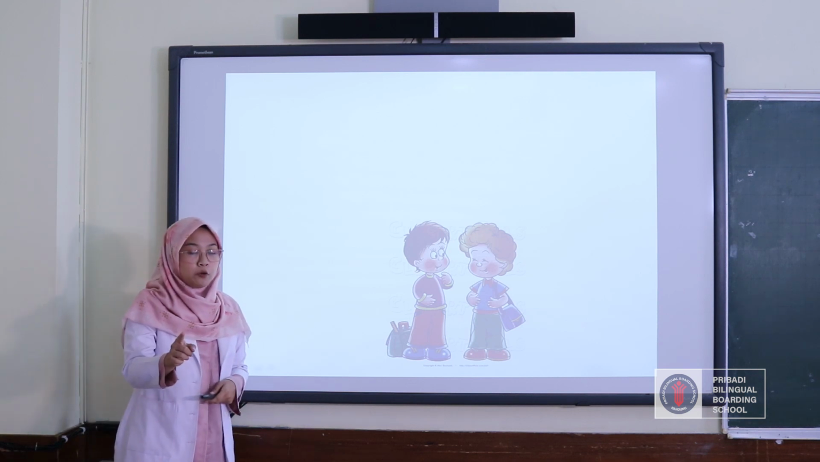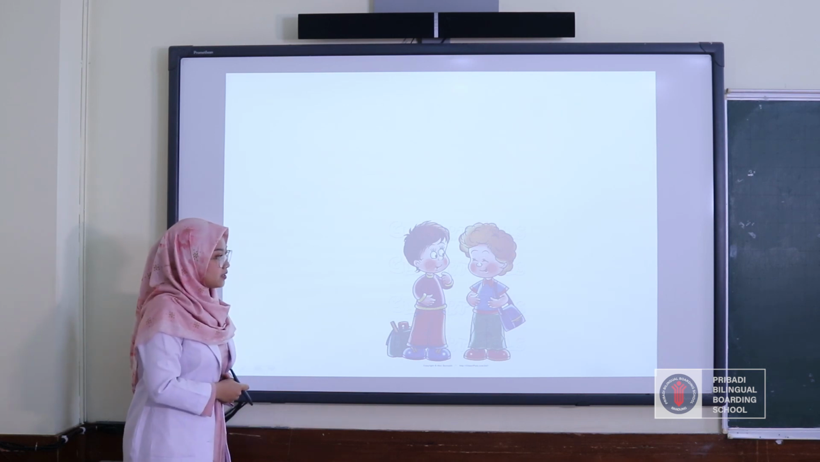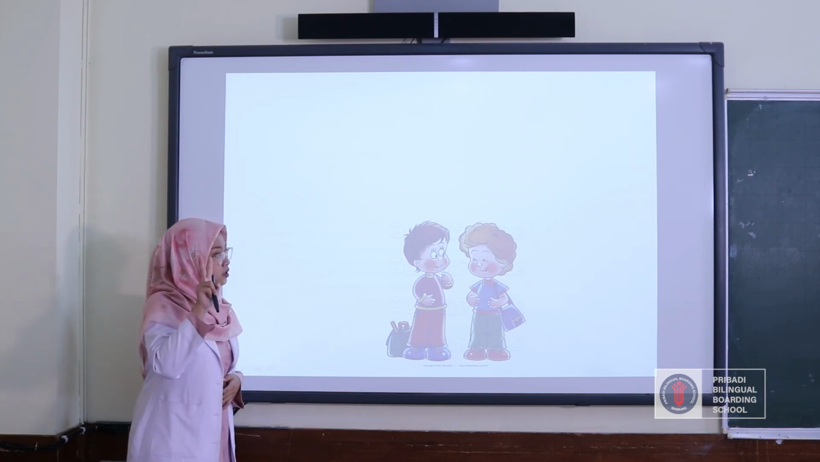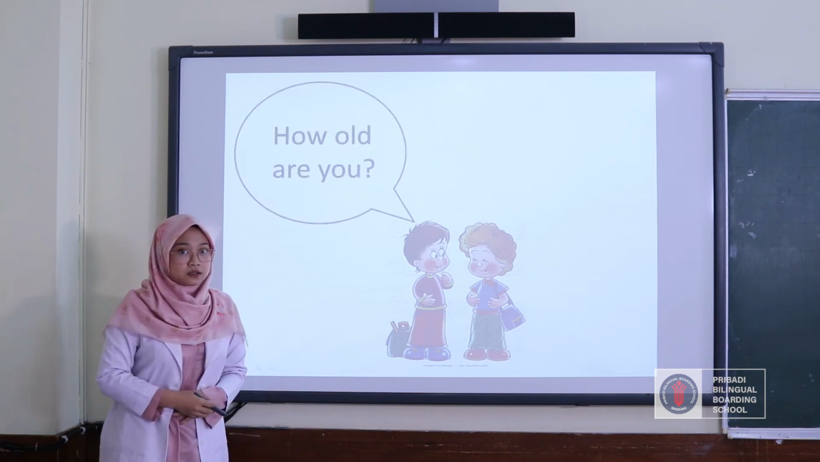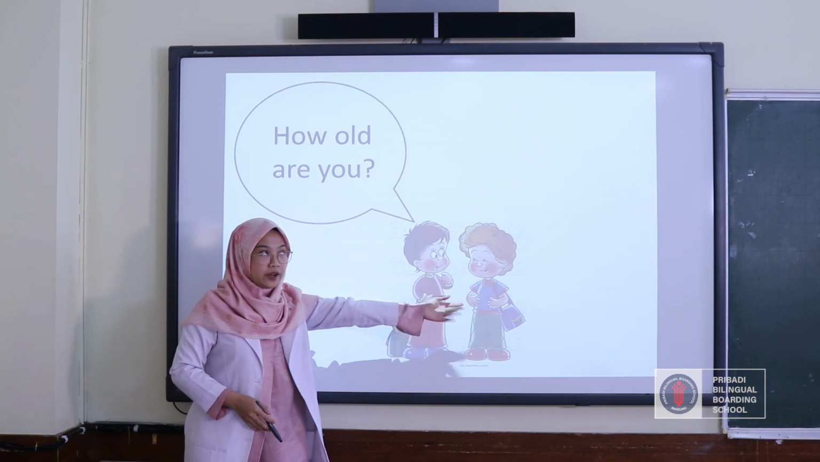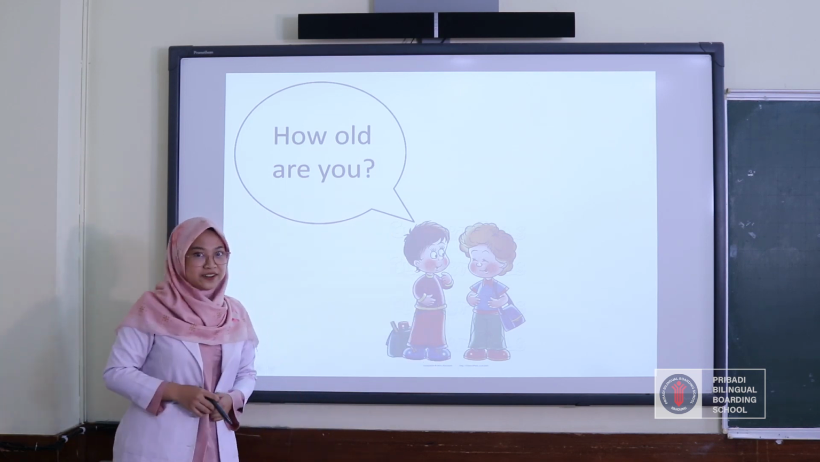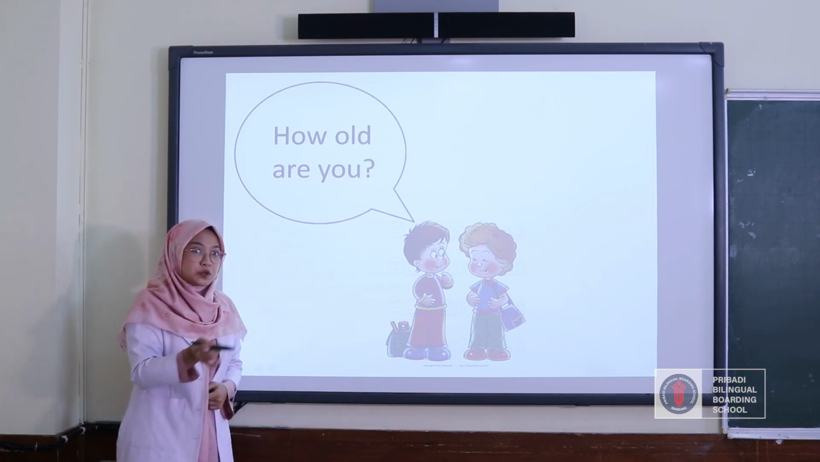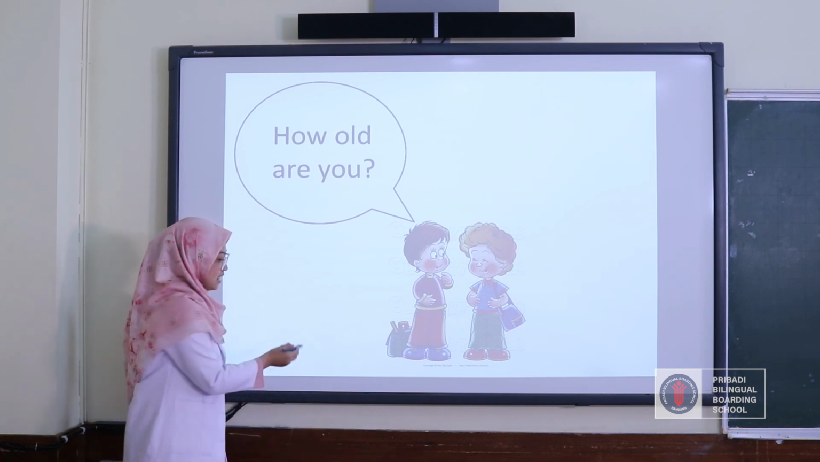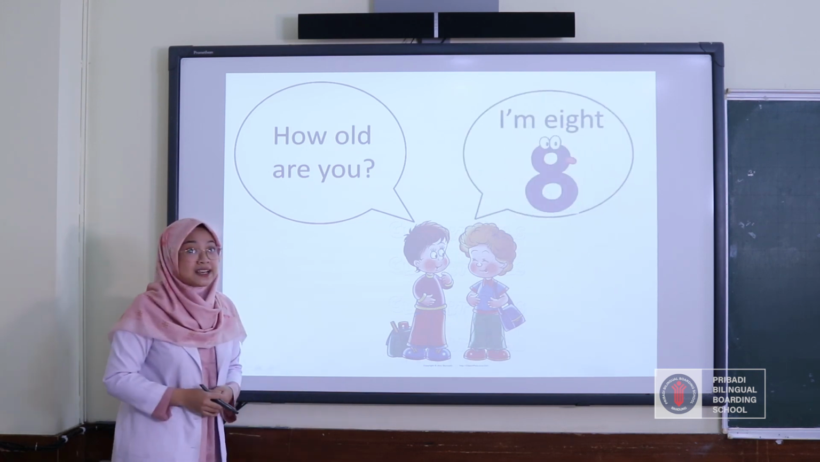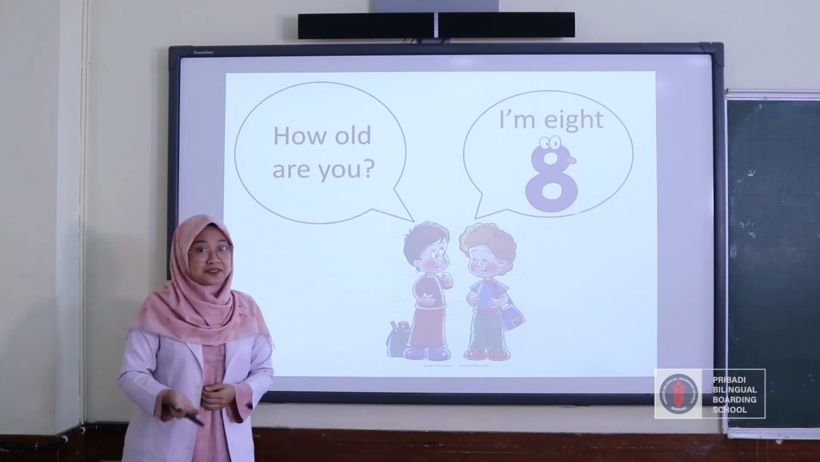Oh, before we open the student's book, I have the last picture. There are 2 children in this picture, and the first one asks the other boy, "How old are you? How old are you?" So we use numbers to tell people how old we are. In this example, the boy says, "I'm 8." It means that the boy is 8 years old.